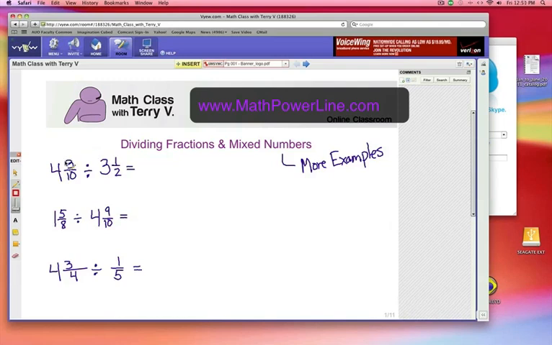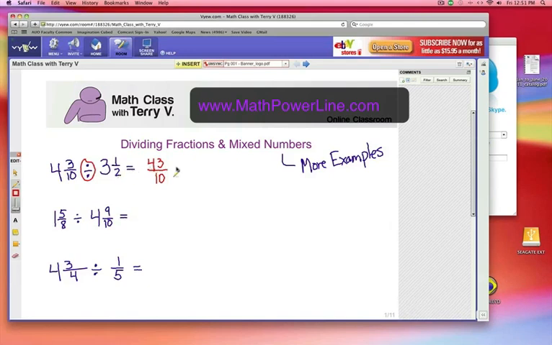Alright, the first example is 4 3/10 divided by 3 1/2. As I mentioned in the previous video, the key here is that you see the division sign. Okay? And what we're doing is we are going to divide 4 3/10 by 3 1/2, but we have to change them into improper fractions first. So we're going to use the multiply add rule here with the 4 3/10. 4 times 10 is 40, plus 3 is 43. And keep the same denominator.